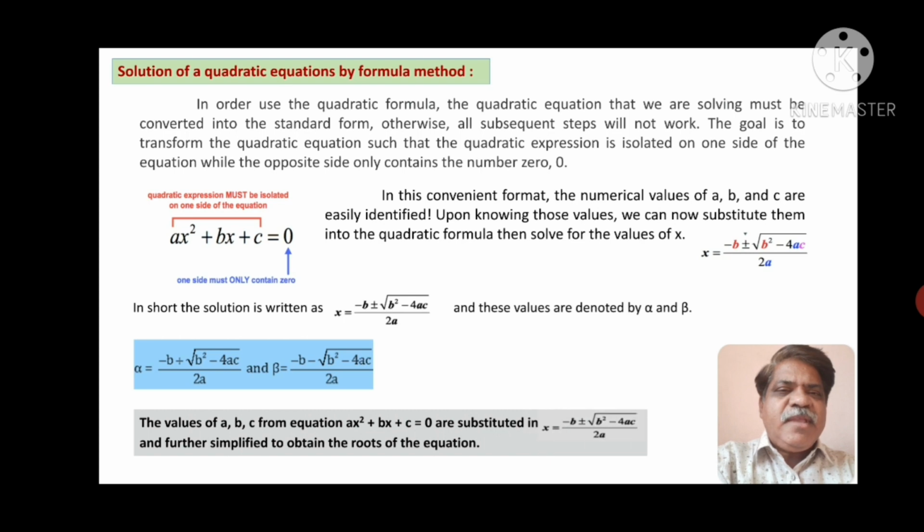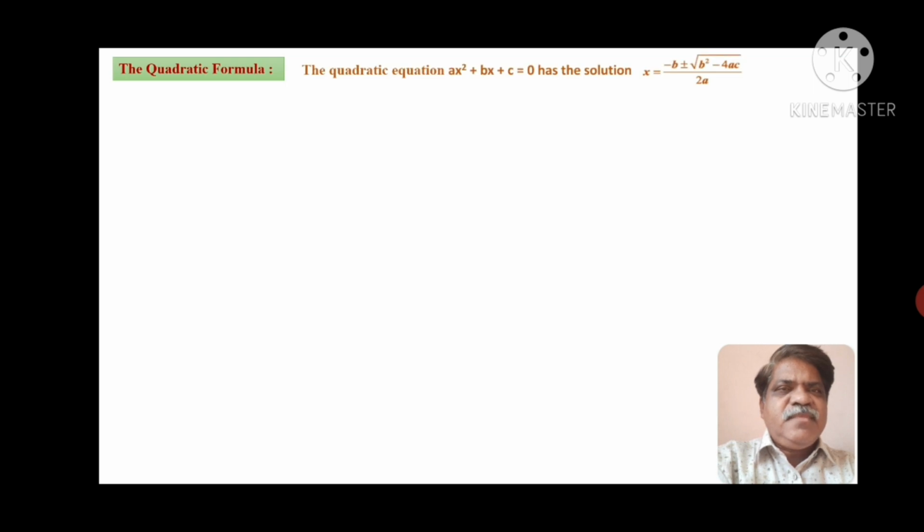The values of a, b and c from the equation ax square plus bx plus c is equal to 0 are substituted in the equation x is equal to minus b plus or minus under root b square minus 4ac upon 2a, and further simplified to obtain the roots of the given quadratic equation. So friends, now we'll see the quadratic formula. The quadratic equation ax square plus bx plus c is equal to 0 has the solution x is equal to minus b plus or minus under root b square minus 4ac upon 2a.